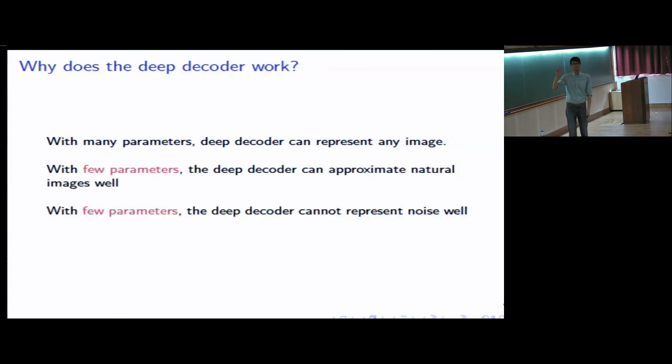What we actually do is consider this deep decoder with very few parameters. The point here is that the reason the deep decoder works is because it approximates natural images well, but it cannot approximate noise well. The reason for this is that it doesn't have that many parameters. Once we have a parameter budget, we cannot fit anything. Or rather, we cannot fit everything.